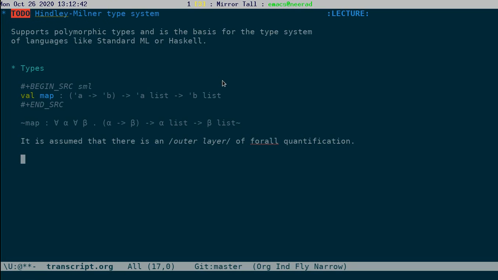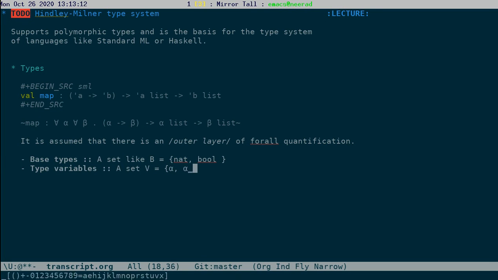We now start defining the Hindley Milner type system. For this, we fix a set of basic types, a set like B equal to nat and bool, and type variables, a set like alpha 1, etc., or sometimes we use beta.